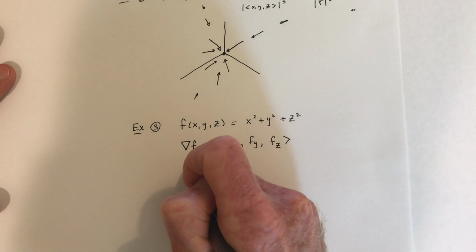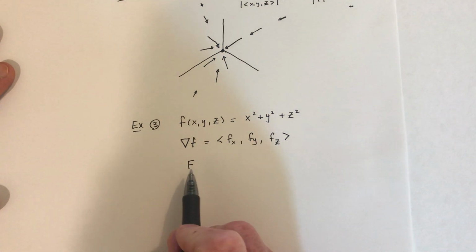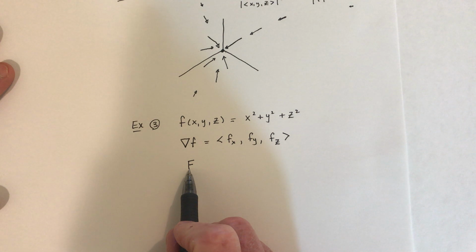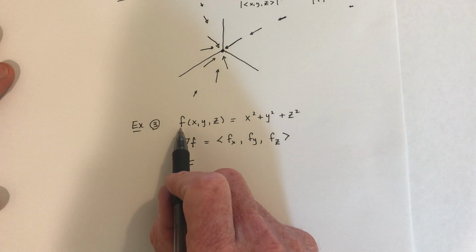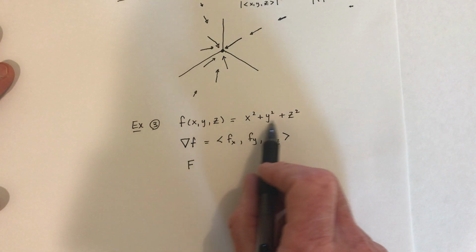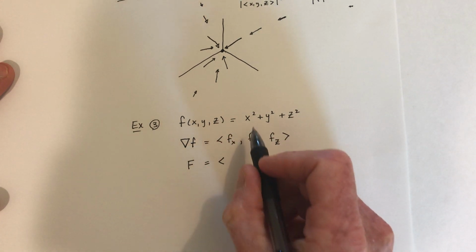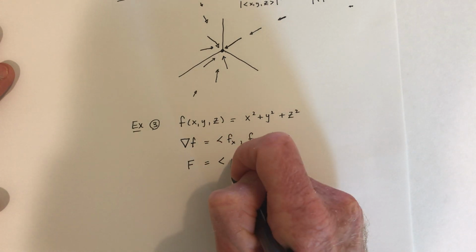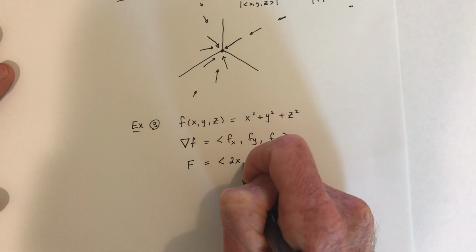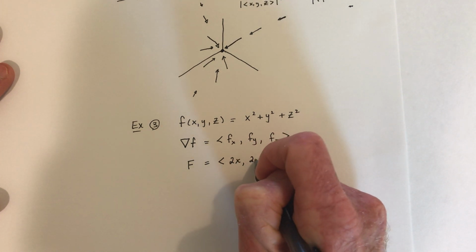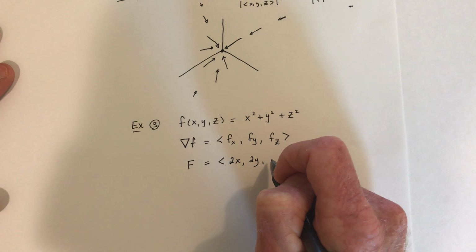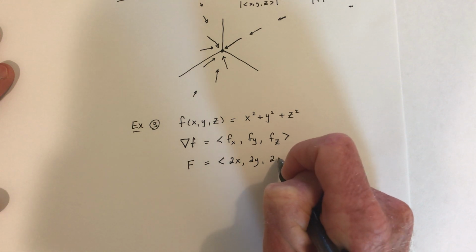So then we'll call it capital F. In this section, capital F means the vector, and lowercase f means that it's just a regular function. So then capital F in this case will be: derivative with respect to x is 2x, derivative with respect to y is 2y, and the derivative with respect to z is 2z.